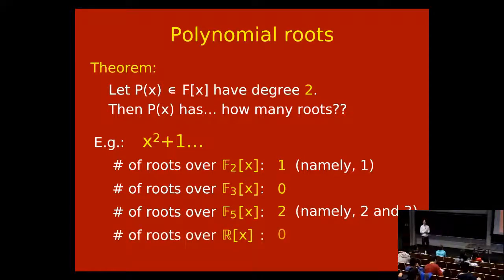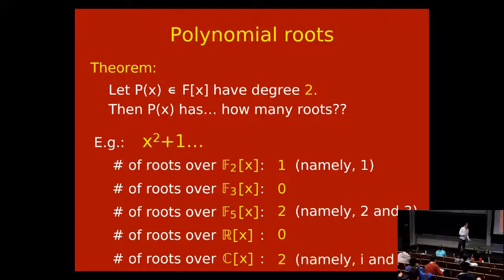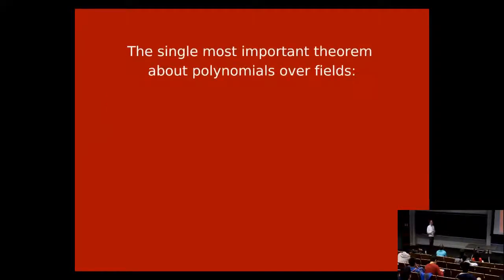Over the reals? Yeah, nothing. 0. Over the complex numbers? 2. Yeah, if you know your complex numbers, i and negative i. So it seems like there are lots of possibilities, although we never found more than 2.